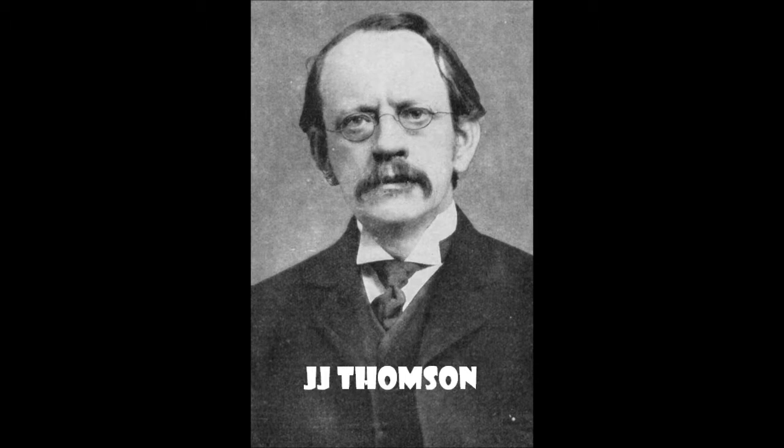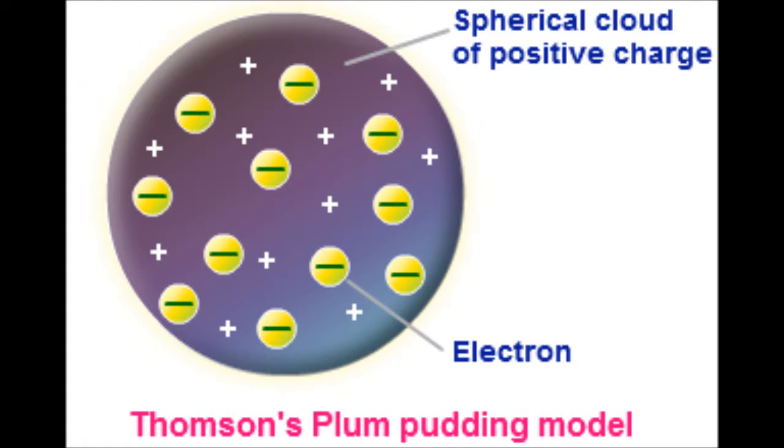Dear guys, what are the 3 models of an atom? The 3 models of an atom are plum pudding model formulated by J.J. Thomson, Bohr's model by Niels Bohr, and Rutherford's model formulated by Ernest Rutherford. Back home to you.